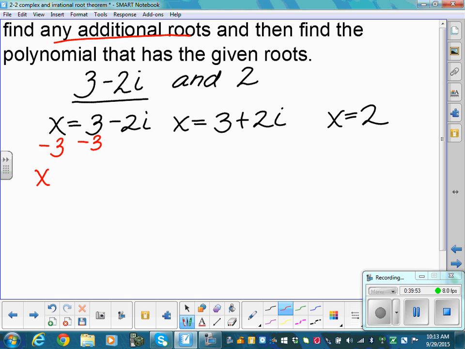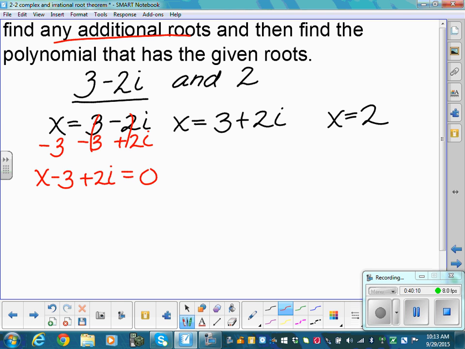So we have x minus 3, and I'm going to also add 2i to both sides. So plus 2i which is equal to 0. Does everybody see how that adds up to be 0? Are we all okay? Okay.